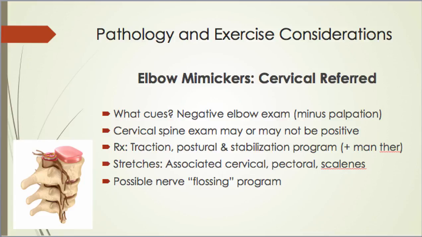And then traction. So the treatment for that can be, if it's truly from the cervical spine disc, traction is helpful. Of course, postural and stabilization exercises proximally at the shoulder, like pectoralis stretching, scalene stretching, scapular exercises, deep neck flexor exercises, all those things that improve the health of the upper extremity through proper position and posture. Stretches generally associated, again, are the scalenes and pectorals, and we might use a nerve flossing program, which we'll talk about later.